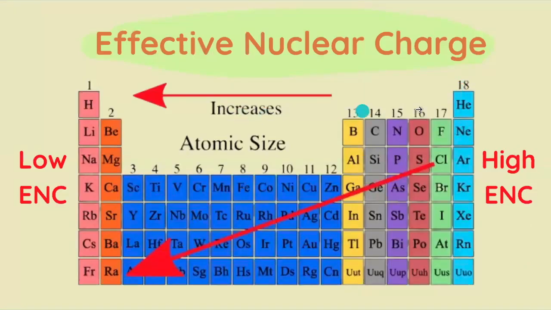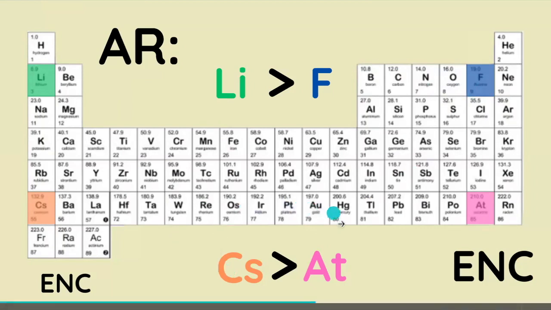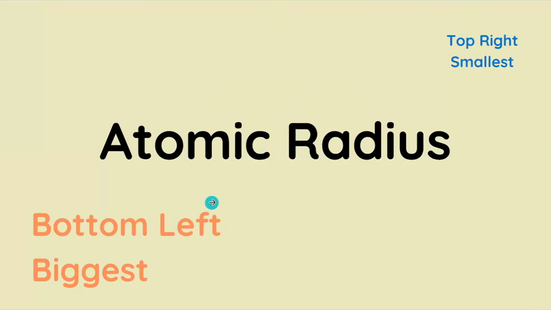Going across the table, effective nuclear charge, ENC, makes atomic radius decrease left to right, so it makes sense that atomic radius would increase right to left. To clarify, where ENC is high, atomic radius is low. Where ENC is low, atomic radius is high. This also means that green atomic radius is going to be greater than blue because blue has higher effective nuclear charge. Also, orange is going to be greater in atomic radius than pink because pink has greater ENC. The bottom left will be the biggest and the top right element will be the smallest.